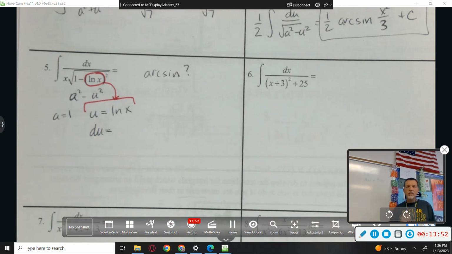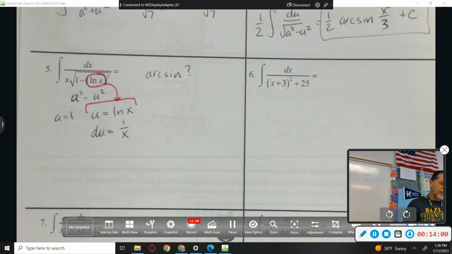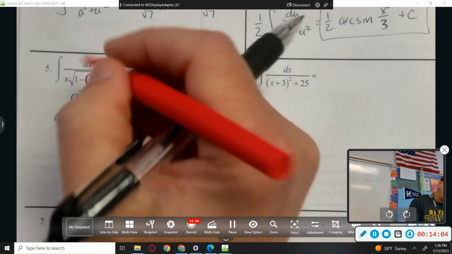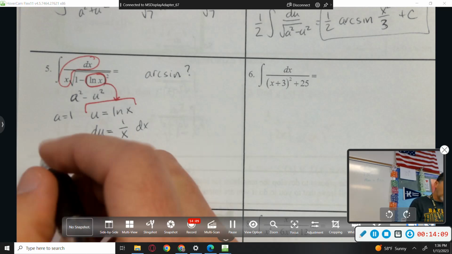So if u is natural log, what's the derivative of natural log? 1 over x. And now I know where that x came from. That's a consequence of the chain rule from natural log.